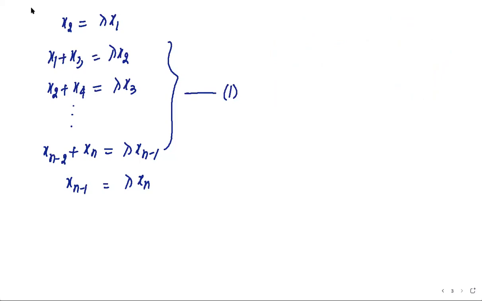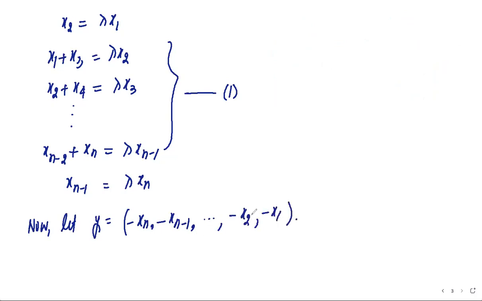So this is what we obtain by saying that x1, x2, ..., xn is the eigenvector corresponding to the eigenvalue lambda. Now let y be equal to minus xn, minus xn minus 1, and so on, minus x2, minus x1. Then we will evaluate what is the adjacency matrix, or the path matrix, Pn into y.